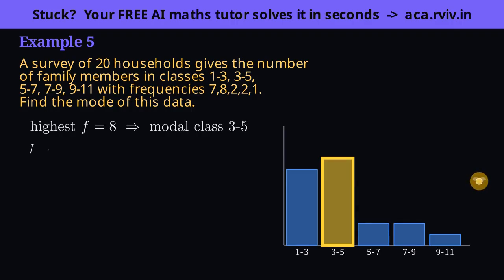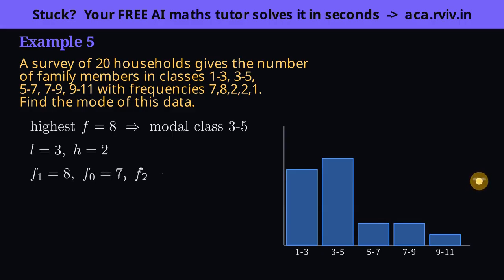Read off the modal class's lower limit L and its width h, because the formula measures the mode as a step forward from that lower edge. Here L is 3 and h is 2. Now note 3 frequencies: the modal class itself, f1, and its 2 neighbors, f0 before and f2 after. These 3 heights are what tell us which way the peak leans. f1 is 8, f0 is 7, f2 is 2.